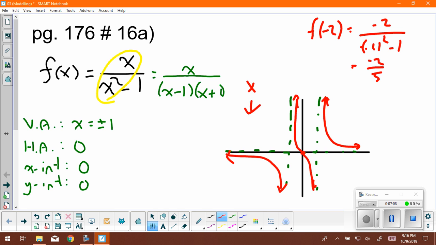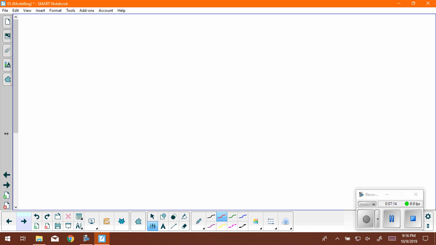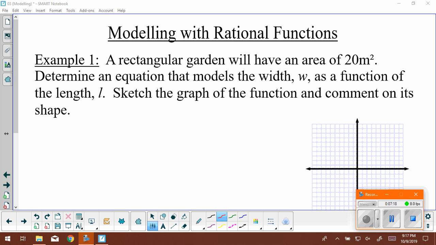Okay. So let's get into today's lesson. Now we've done tons of stuff with graphing. We're going to talk a little bit about modeling. So we're going to bring this back to some questions that kind of go back to grade 9 a little bit here.